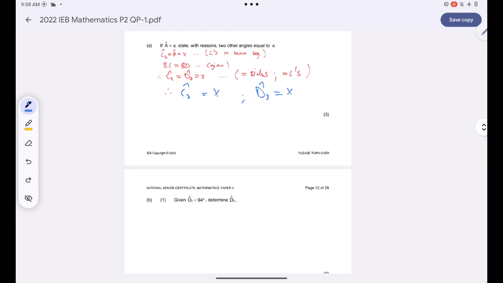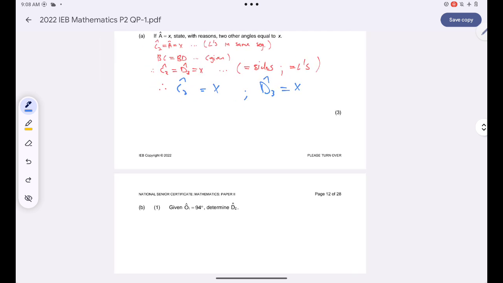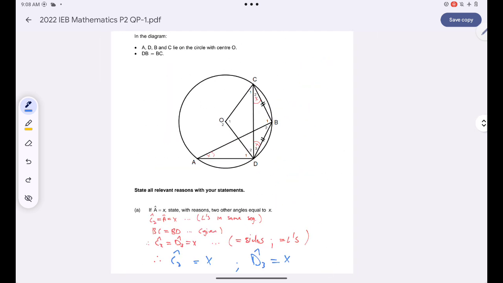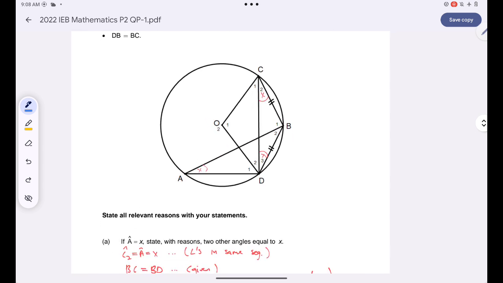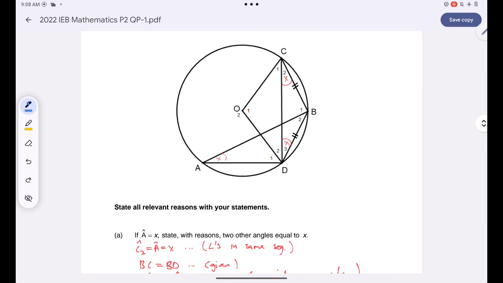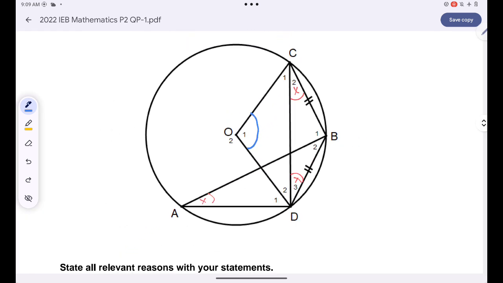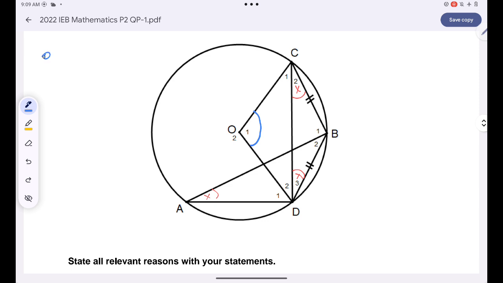Okay, I'm given that angle O1 is 94 degrees. I'm supposed to determine the size of angle D2. I'm told that O1 is 94 degrees, and I'm supposed to find the size of angle D2. How can I do that? I know that OC is equal to OD. These are radii of my circle.